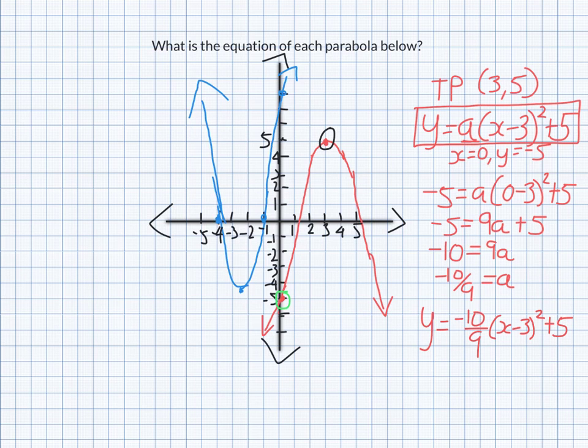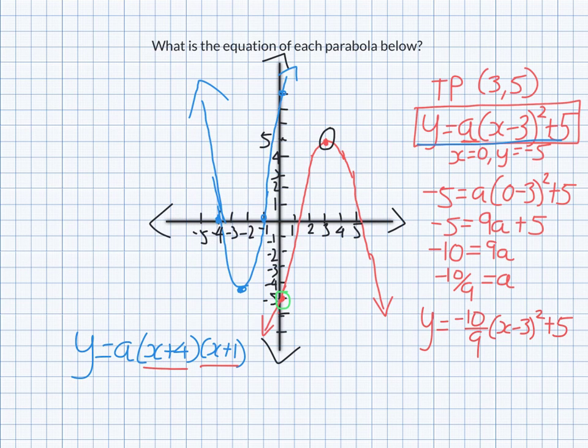So let's look at the blue one. So the blue one's different because I don't quite know what its turning point is. So I can't use this method. But what I do know is that this will be in the form of something times x plus 4, x plus 1. Why is that? Because the x-intercepts were minus 4 and minus 1. So if x is minus 4, it'll make this bracket equal 0. It'll make y equal 0. And if x is negative 1, it'll make that bracket equal 0, and thus y equals 0.